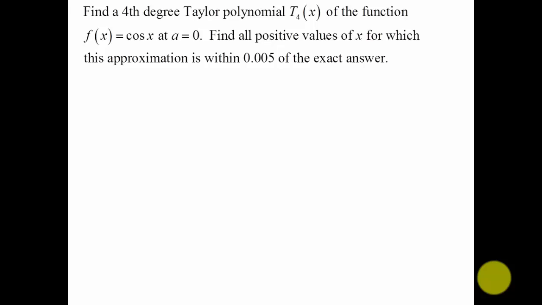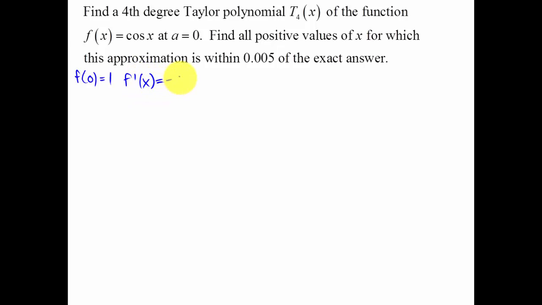We want to find a fourth degree Taylor polynomial for f of x equal cosine x centered at 0, and then we want to find all positive values of x for which this approximation is within 0.005 of the exact answer. So we're going to start by finding the function at 0. Cosine of 0 is 1. We're going to need 4 derivatives evaluated at 0.